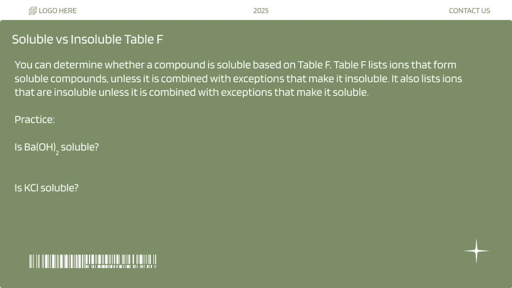You can determine whether a compound is soluble based on Table F. Table F lists ions that form soluble compounds unless they are combined with exceptions that make them insoluble. It also lists ions that are insoluble unless they are combined with exceptions that make them soluble. Here are 2 practice questions based on Table F.